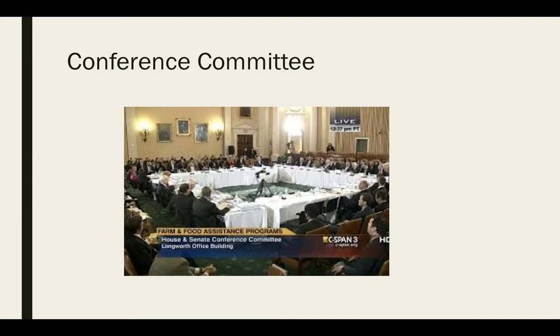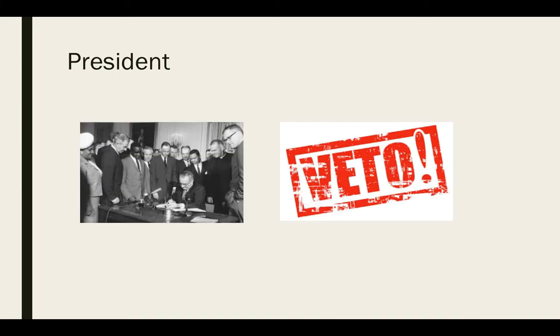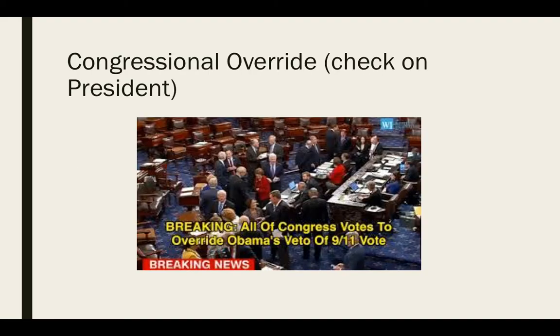But once again, this is back in a committee. So once they iron out the differences between the House version and the Senate version of this bill, we got to send it back to the full House and the full Senate for a vote. And then once they vote on it, now we can send it to the president. So the president can either sign it and it becomes law, or he can veto it. If the president vetoes it, then it's going to go back to Congress for what's called a congressional override.